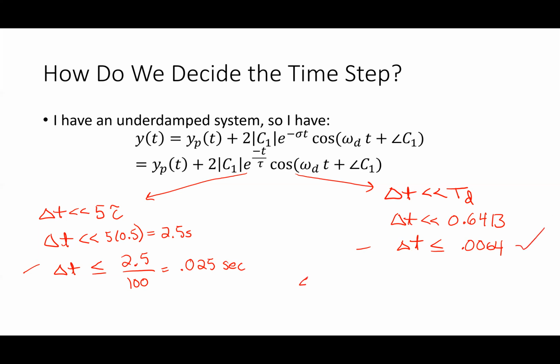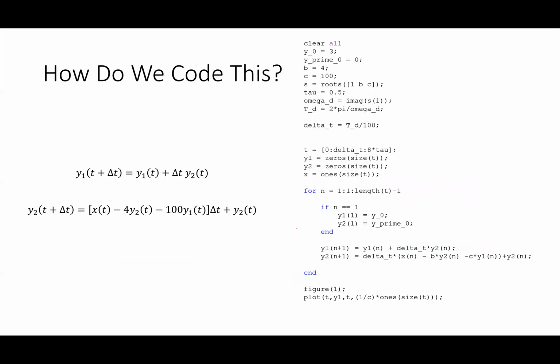So I want to choose my delta t to be less than or equal to the period divided by 100. That's the period divided by 100. That's the constraint I'm going to choose. I can choose something smaller than that, but I really shouldn't choose anything bigger than that. Okay? All right. So it's time to code this up.